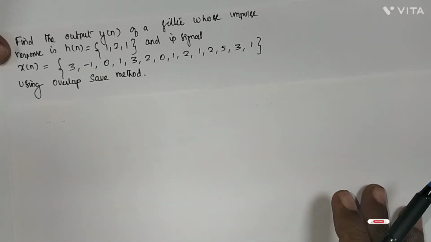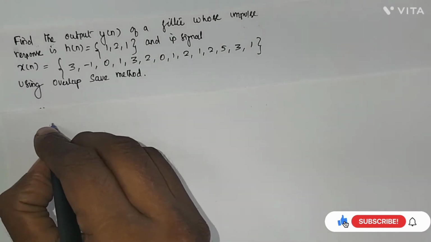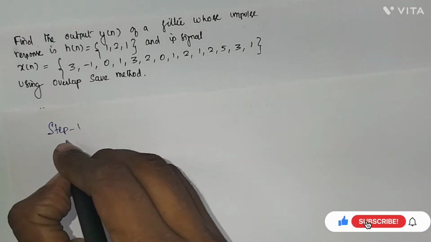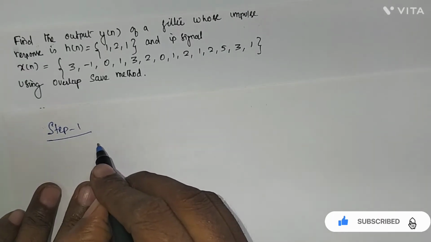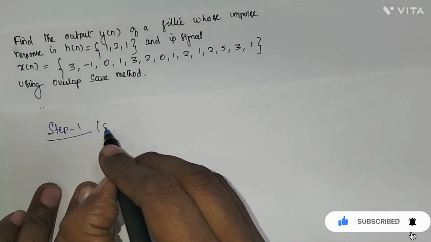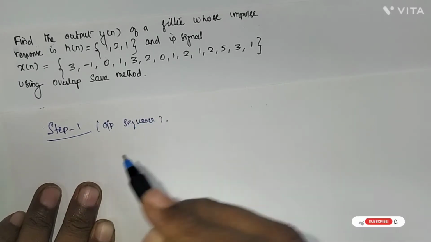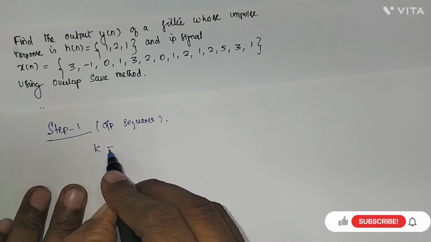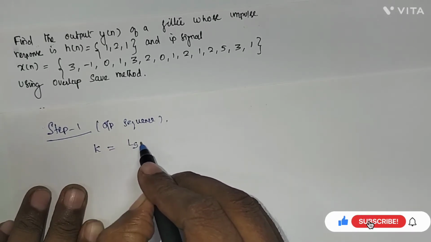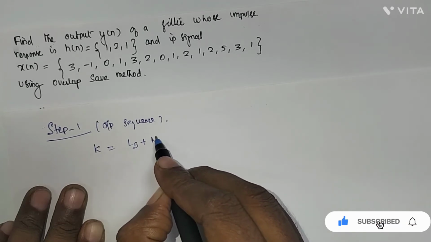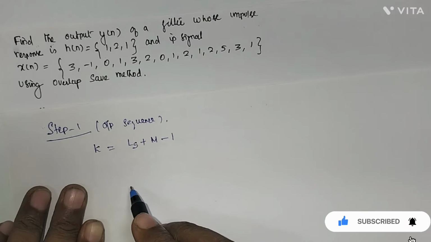Step 1: you have to find the length of the output sequence. Let k be the length of the output sequence, where k is equal to the length of the input sequence plus the length of the impulse response of the system minus 1. So this is step 1.